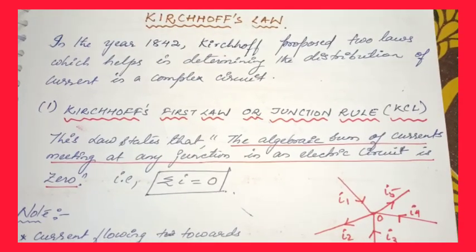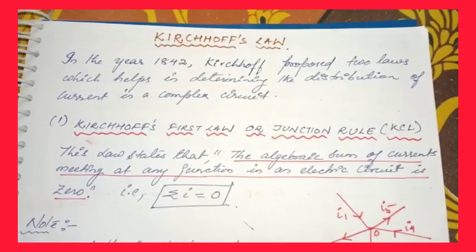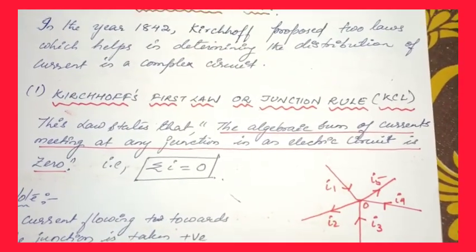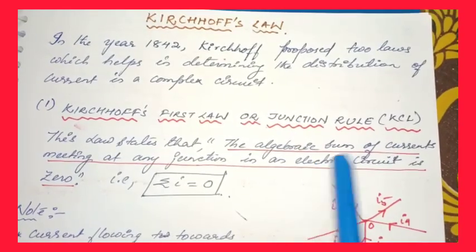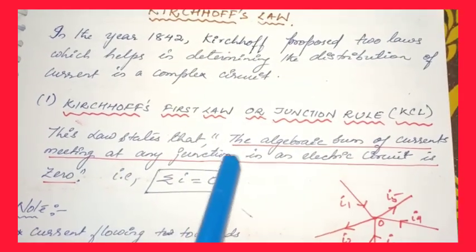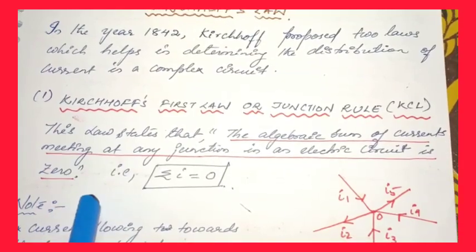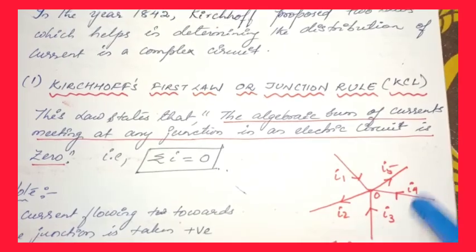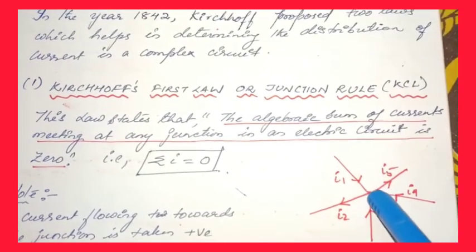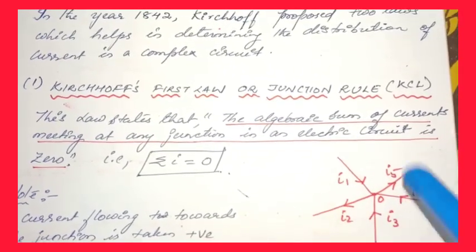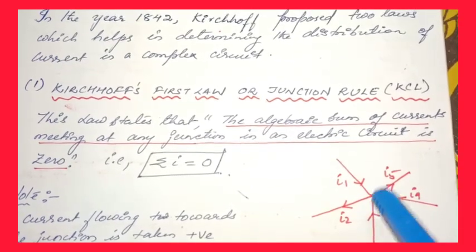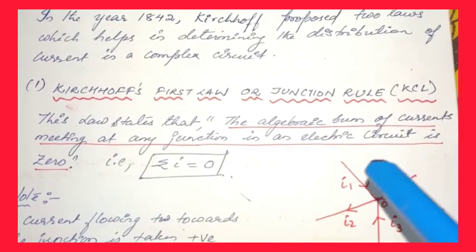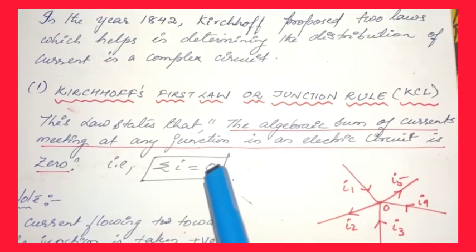What is Kirchhoff's first law or the junction rule? Students, this law states that whenever there is a junction in an electrical circuit, the algebraic sum of currents meeting at that junction is always zero. That means if I take an arbitrary junction in an electrical circuit, where you can see 5 different currents meeting at this junction, I1, I2, I3, I4, I5, all these currents when summed up will always be equal to 0.